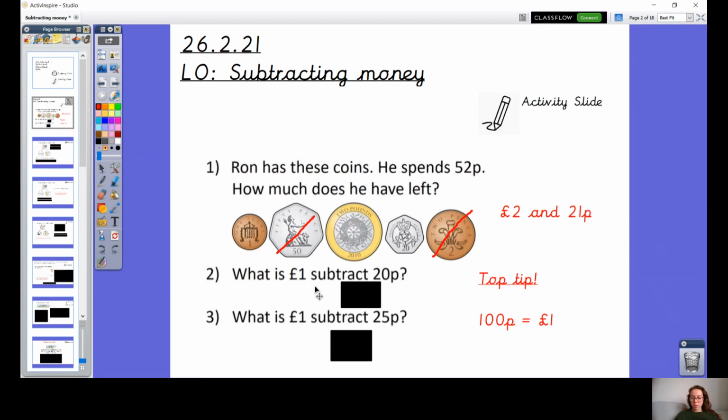Question two. What is £1 subtract 20p? Top tip, 100 pence is the same as £1. So if we read that as 100, what is 100 subtract 20? The answer would be 80p. What is £1 subtract 25? 75p. Tick those if you got them correct. Well done.